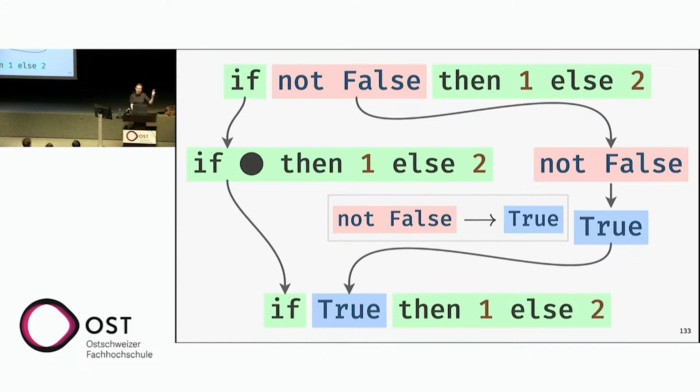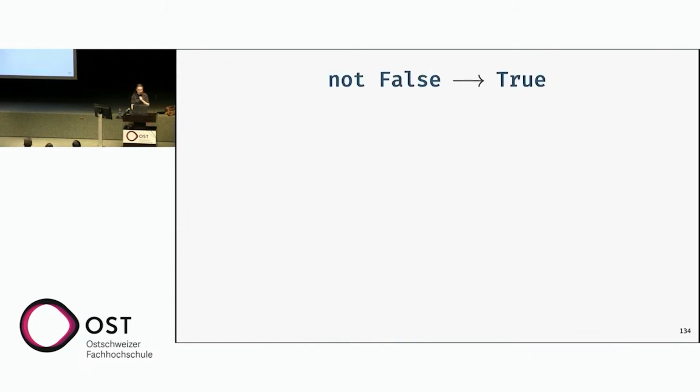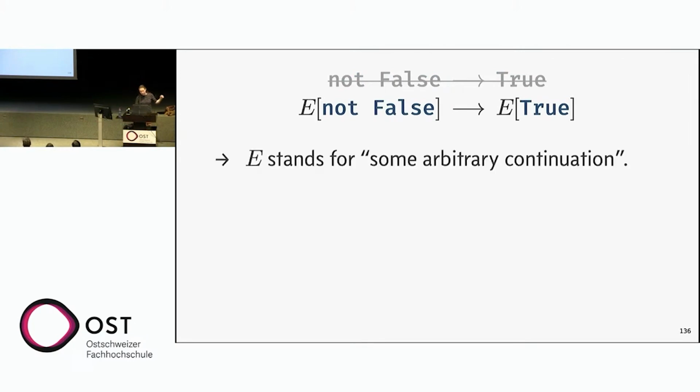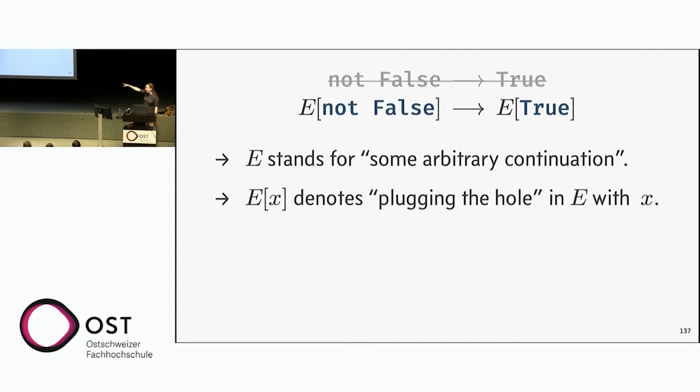So that brings us to our second piece of notation, which is that we're going to replace this reduction rule with a rule that looks like this, where we've surrounded both sides with these E brackets. So what does this mean? Well, E here stands for some continuation. You might ask, why E and not C? I think it normally stands for evaluation context, but they're the same thing. And E brackets X means the expression formed by plugging the hole in that continuation with whatever X is.